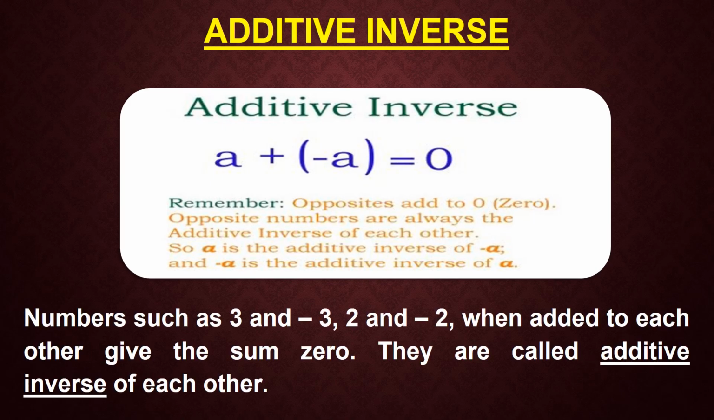Let's take some examples. Numbers such as 3 and -3, 2 and -2, when added to each other give the sum as 0. So they are called additive inverse of each other.